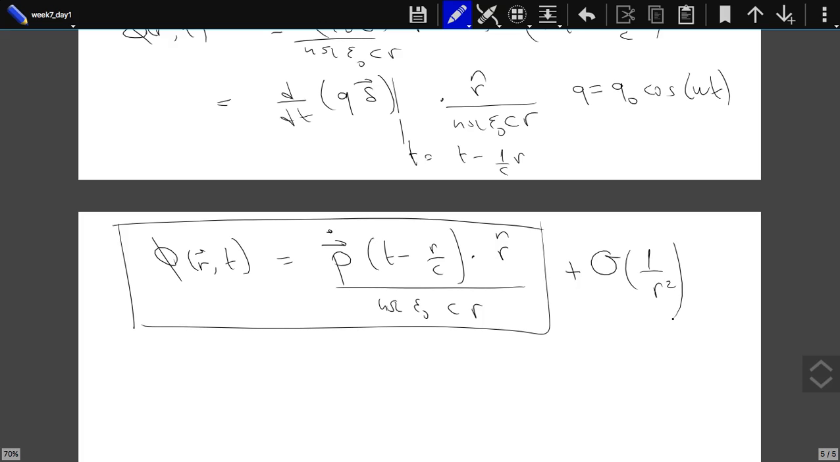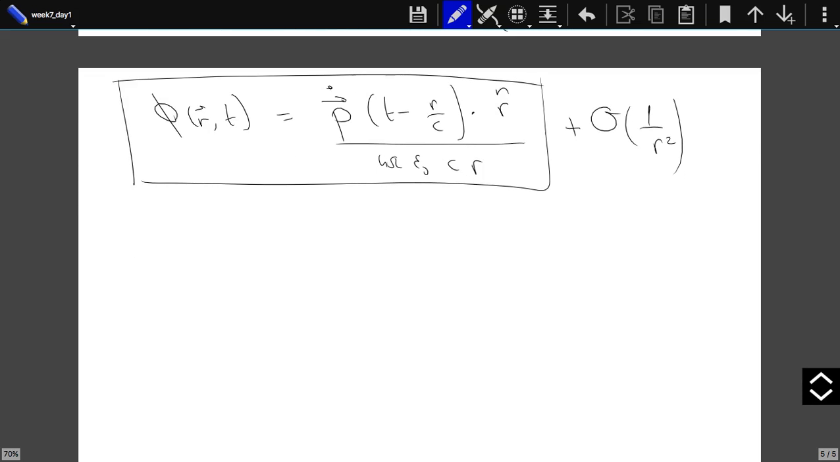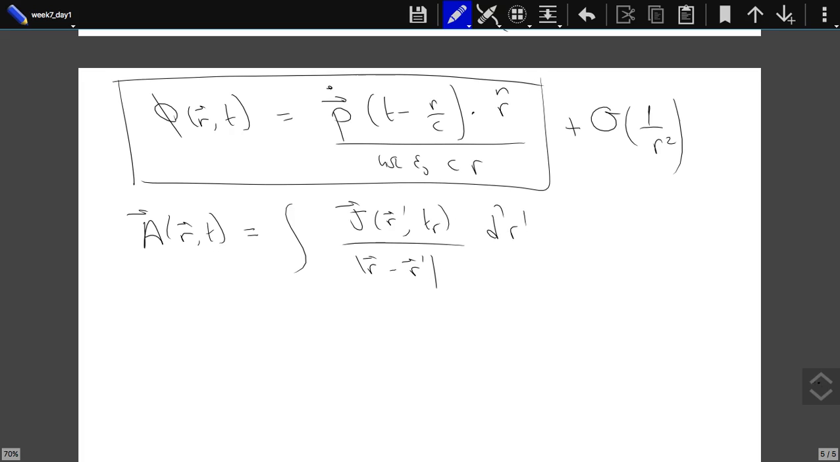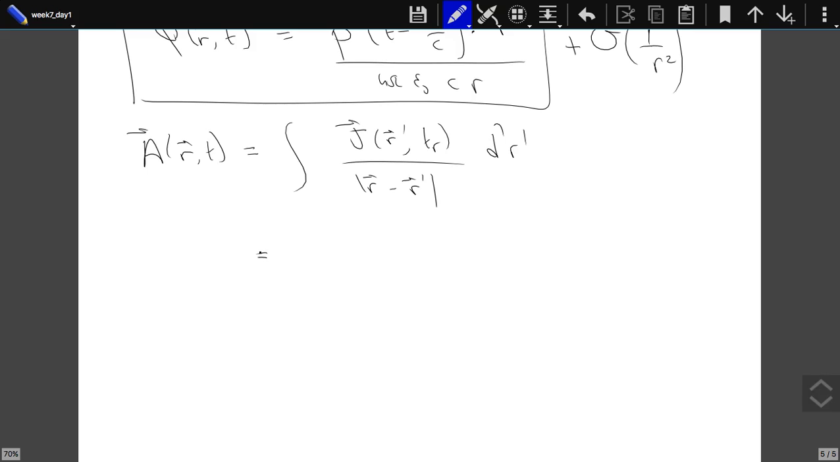And this is basically the first term, the potential. Now we have to calculate the vector potential. And if you remember the expression for the vector potential, this is equal to the integral of J at r prime and t_r divided by the magnitude of r minus r prime, d cubed r prime. In our case, we can write this as I at t_r, this is in the z hat direction, times dl over the magnitude of r minus r prime.